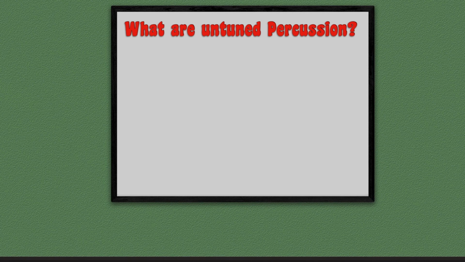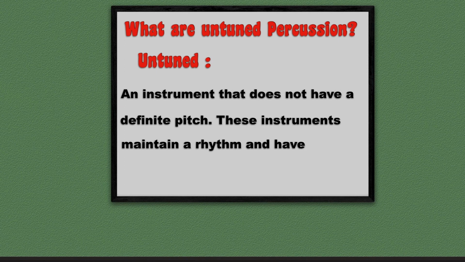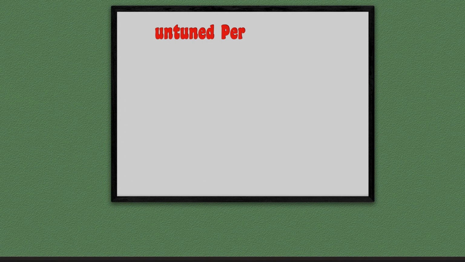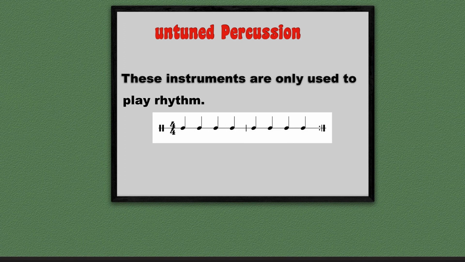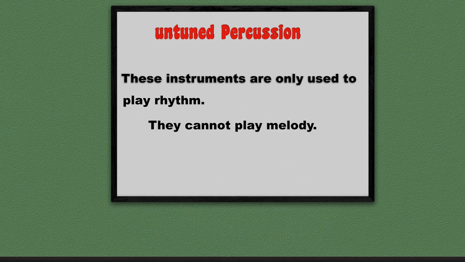What are untuned percussion? Untuned: an instrument that does not have a definite pitch. These instruments maintain a rhythm, and have unrelated sounds to the harmony and melody of the music. Untuned percussion instruments are only used to play rhythm. They cannot play melody.